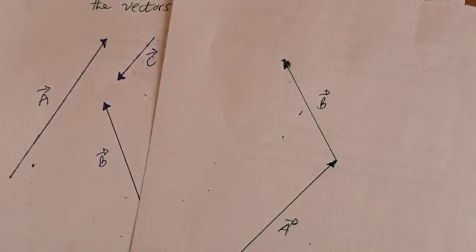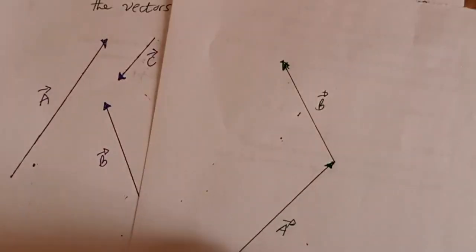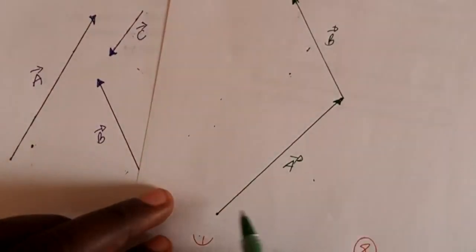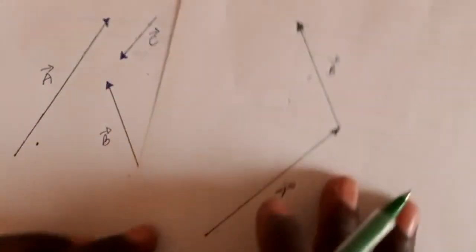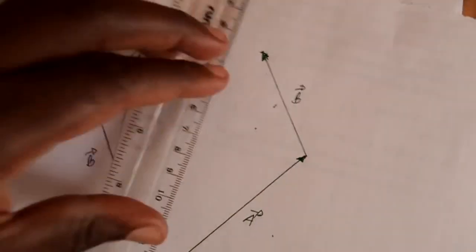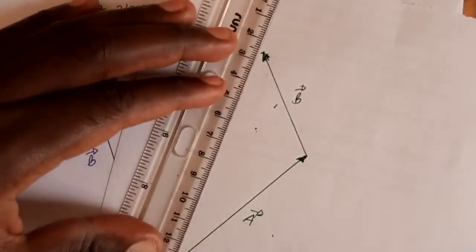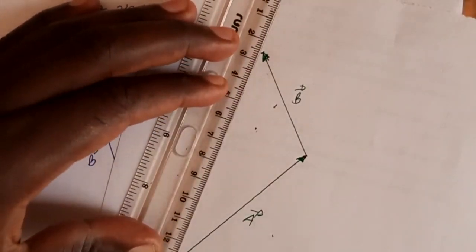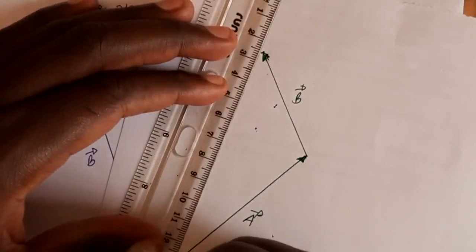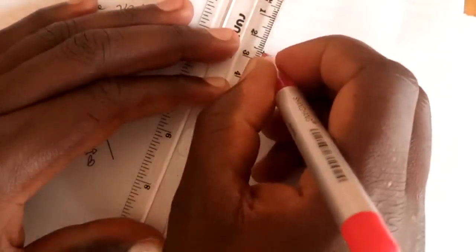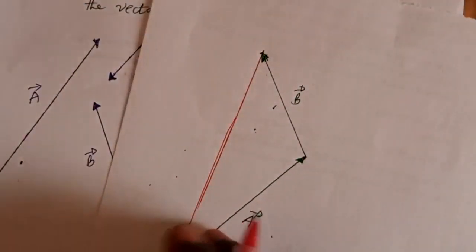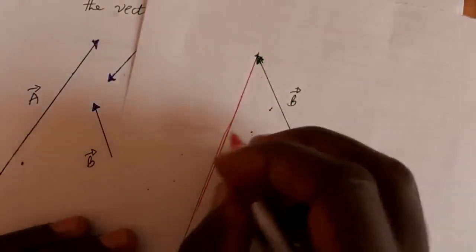Now, the resultant of these two vectors is a vector drawn from the tail of A to the head of B. Okay, that is the resultant. That is our A plus B. So we now draw this from the tail of A all the way. It bent, but at least you understand it. From the tail to the head.